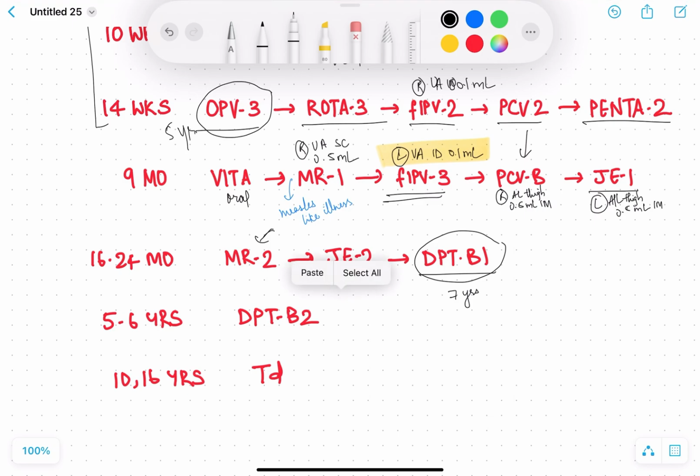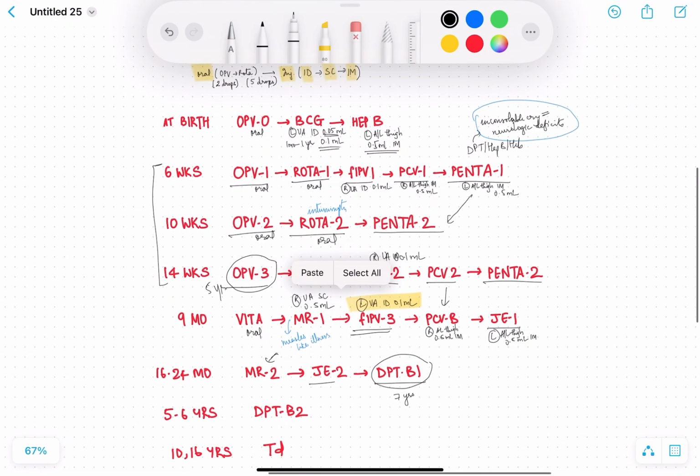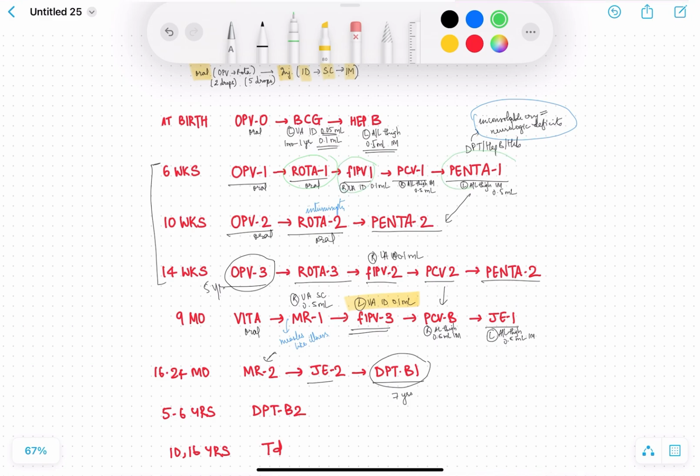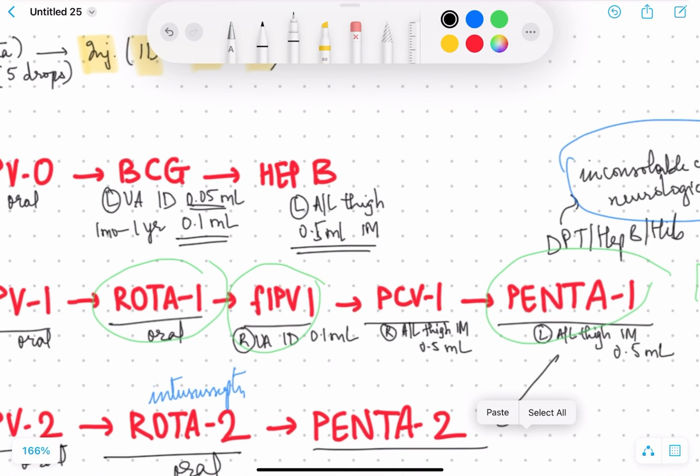Also, vaccines, if they have not taken, your OPV, your rota, your fIPV and your penta, these can be taken up to 1 year of age if they have not taken, right? OPV can be taken up to 5 years. And yes, hepatitis B can be taken up to 24 hours.